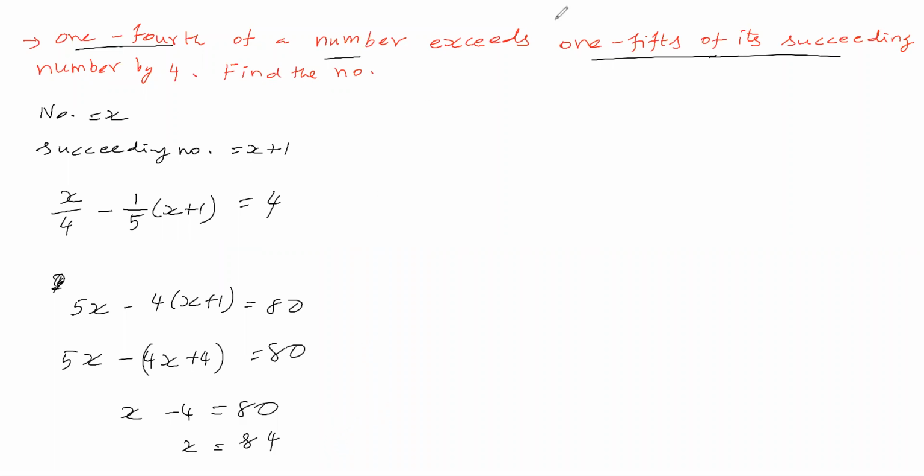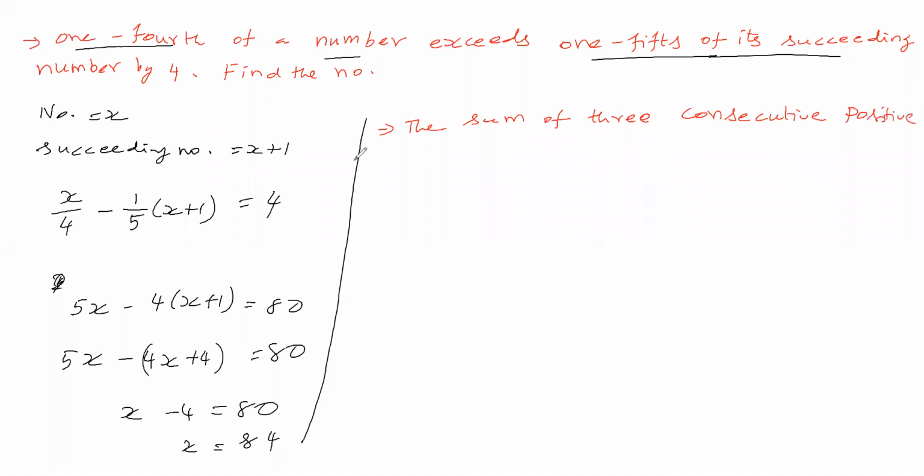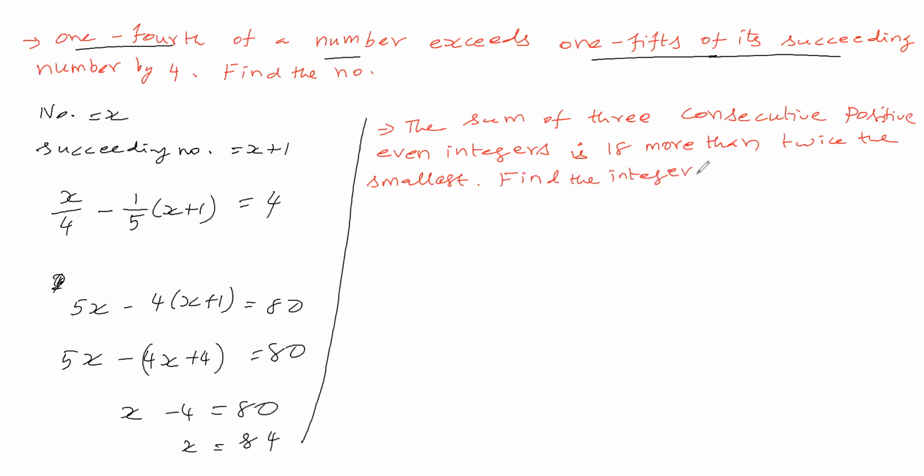Okay, we'll go for the next question. The sum of three consecutive positive even integers is 18 more than twice the smallest. Find the integers.